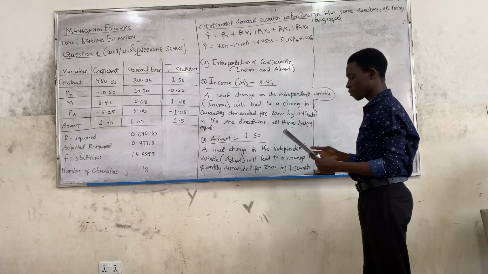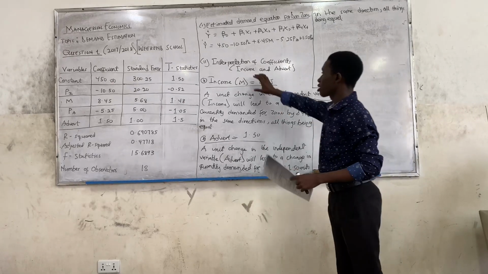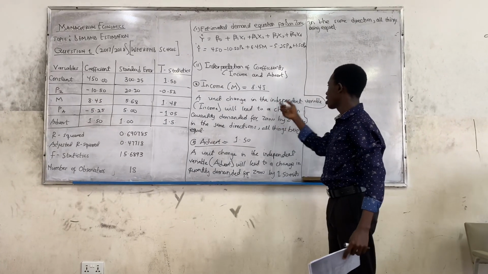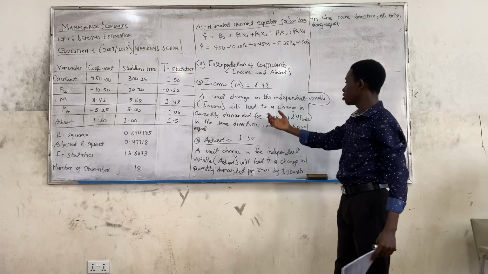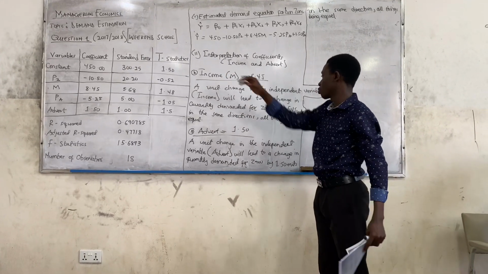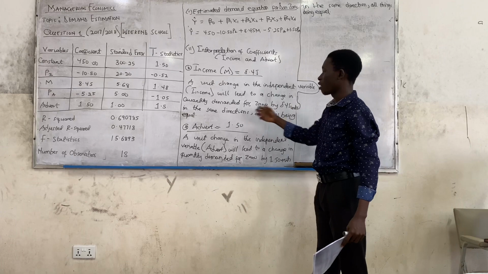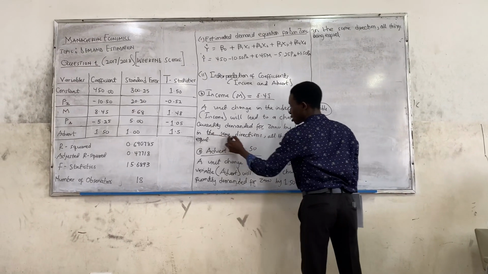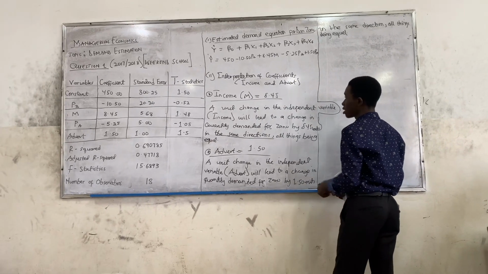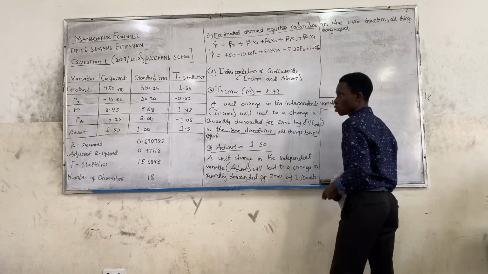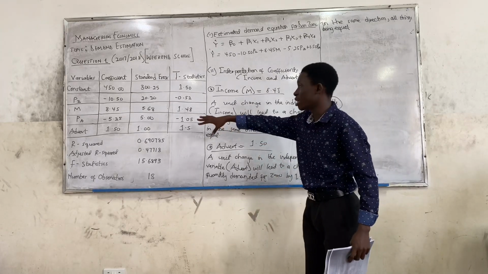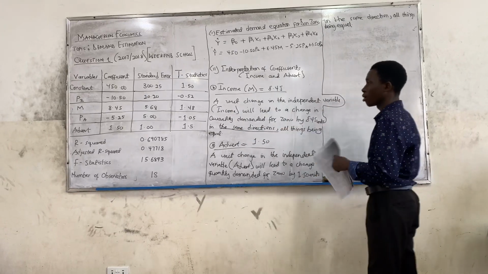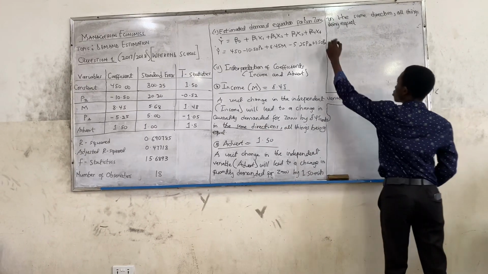Interpret the coefficient of income and advertisement. So income, M, 8.45. It's positive, so a unit change in the independent variable, which is the income, will lead to a change in quantity demanded for Zanu by 8.45 units. It's positive, so in the same direction, all things being equal. The same applies to advert, since it's also positive. So let's pick a different variable which is negative, although it's not part of the question. Let's see how we interpret it. So let's pick PA.